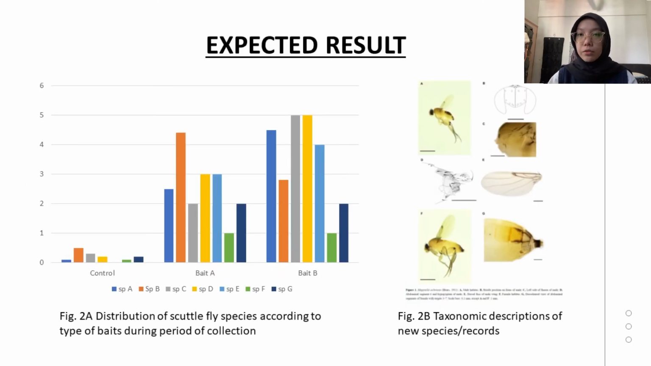The expected results for the first specific objective can be illustrated in Figure 2a by graphical display to show the number of scuttleflies collected based on its species for 3 types of baits, while Figure 2b shows taxonomic descriptions of new species or records.